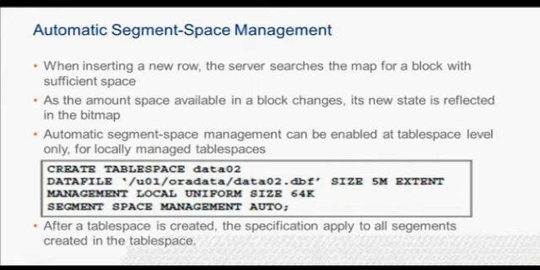Whenever there is a need to insert a new row, the server searches the bitmap for a block that has sufficient space. For automatic free space management to occur, the object must be placed in a tablespace created with the SEGMENT SPACE MANAGEMENT AUTO clause. Any object within this tablespace will take advantage of this feature. To upgrade an existing object to use automatic free space management, simply create a new tablespace and use the ALTER MOVE syntax to place the object within the new tablespace.